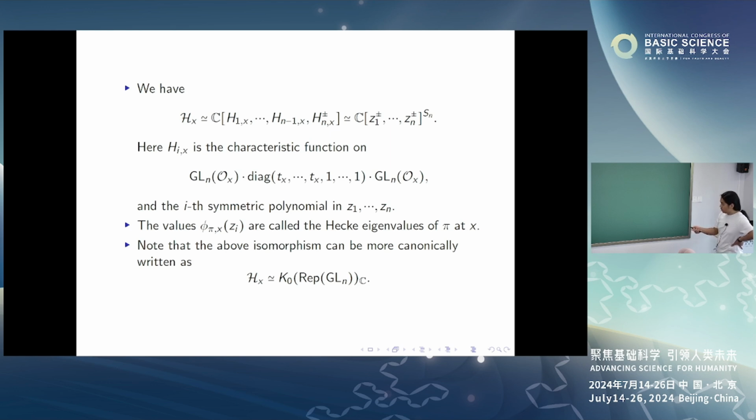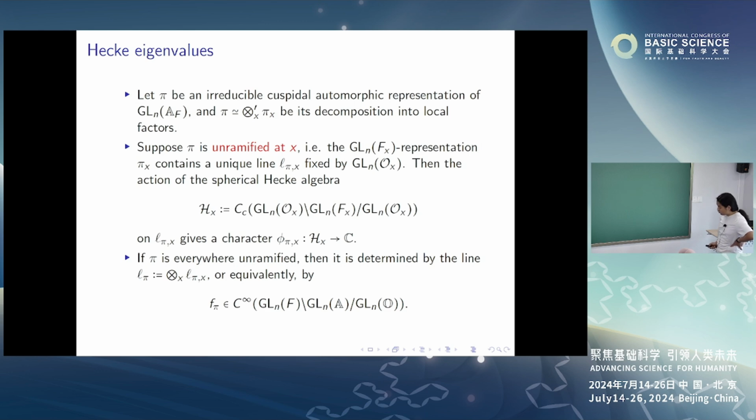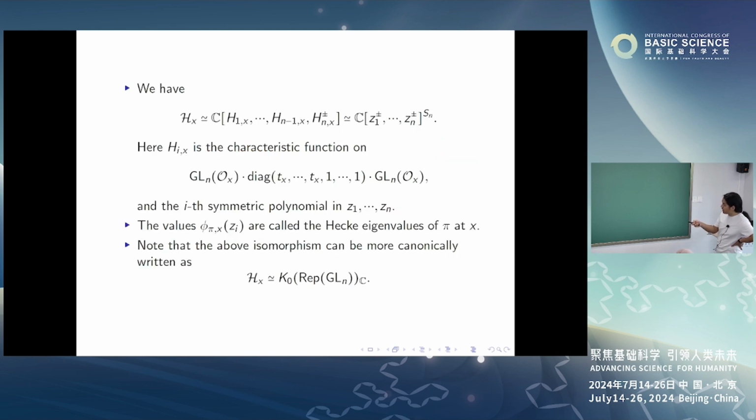So in other words, on the previous page, we said unramified automorphic representations are given by some characters of H_X, and now we want to get some character of this ring. This character is determined by the value on Z_1 to Z_n up to the action of S_n. In other words, they are determined by these values, this phi of Z_i. They are called Hecke eigenvalues of your automorphic representation at the local place X. So far we have introduced the two sets of eigenvalues. On the Galois side, it's Frobenius eigenvalues. On the automorphic side, it's Hecke eigenvalues.